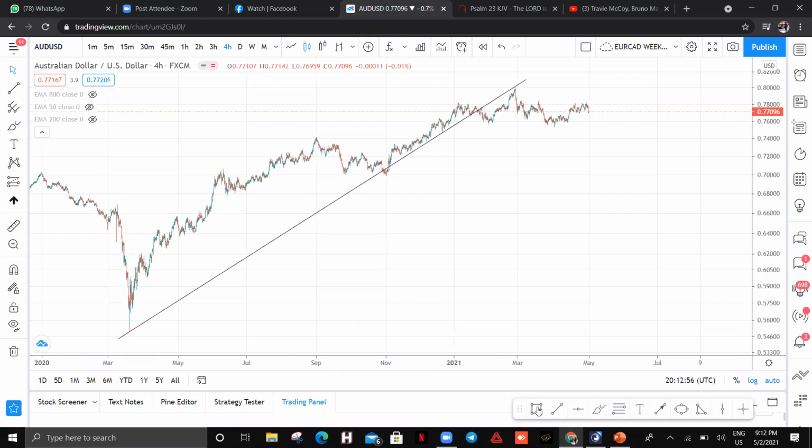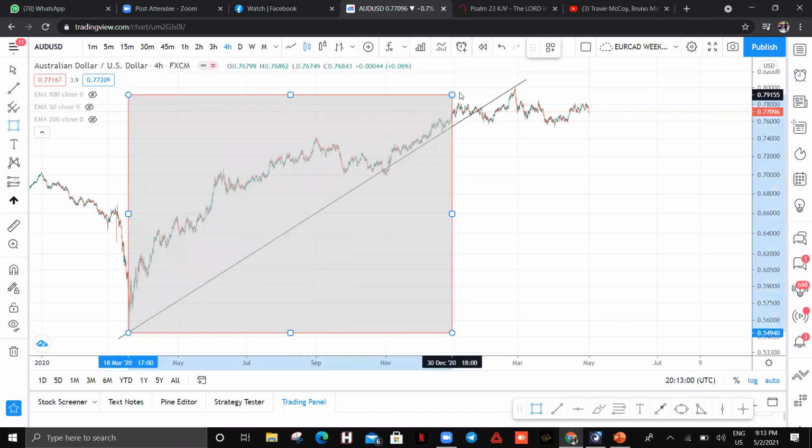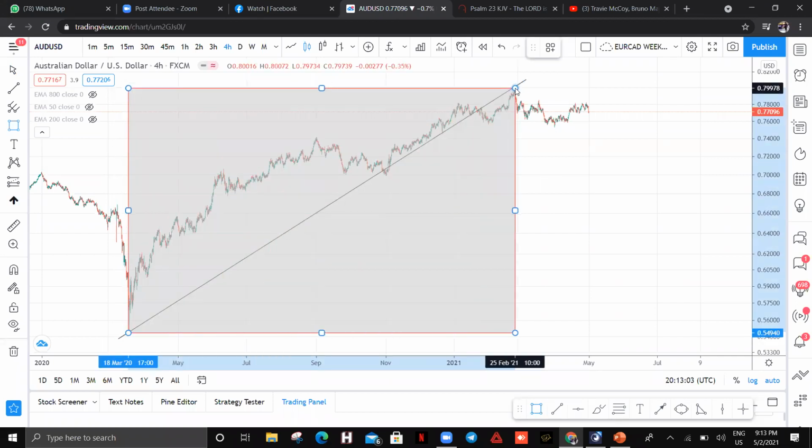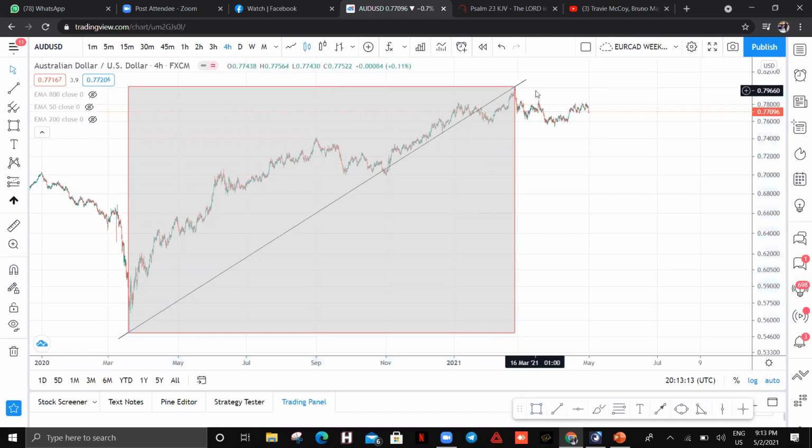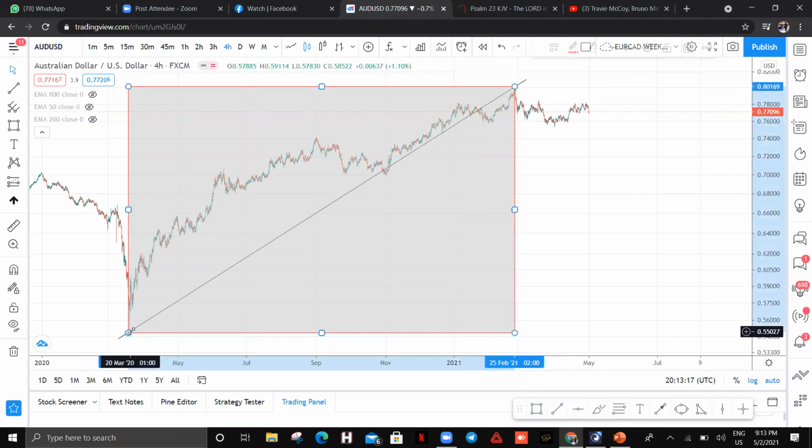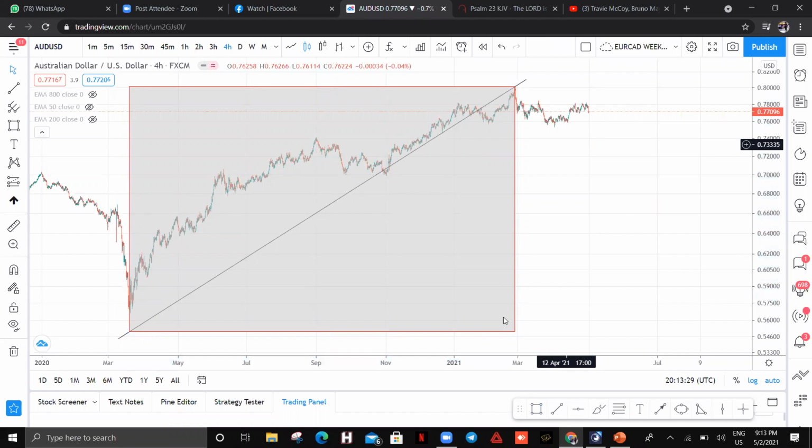Then I'll draw my rectangle. You pick your rectangle, draw it from here, and pick it up to this level. I'm sure everyone can see what I'm doing. So I've identified my rectangle. Sorry, I want to just make it perfect. Okay, so I've done that.